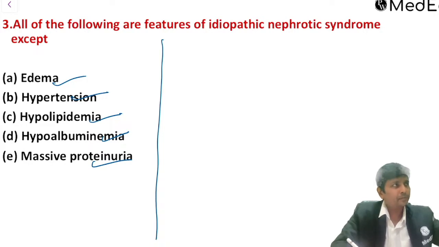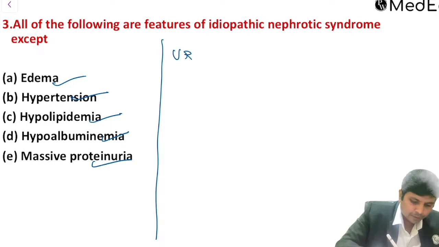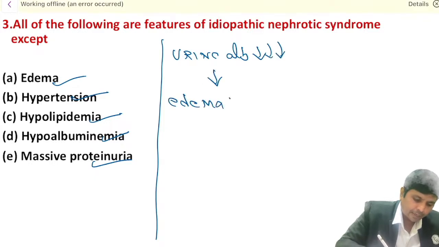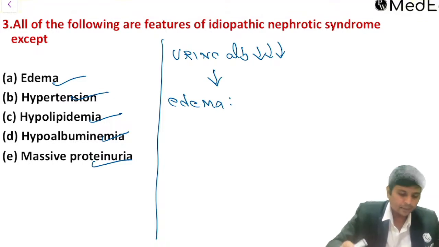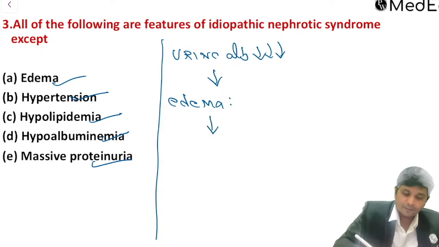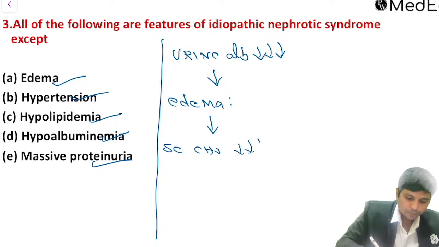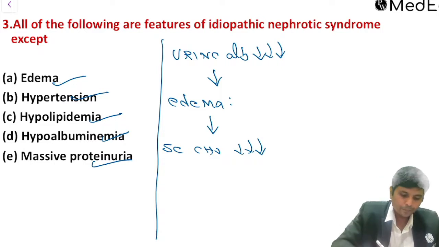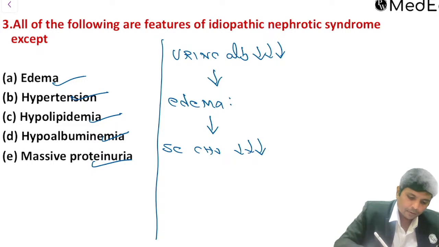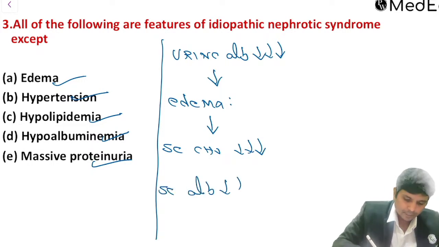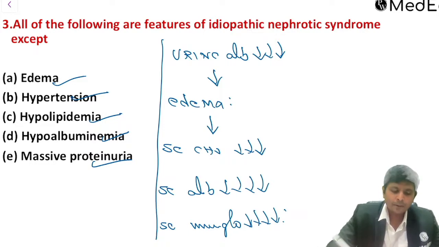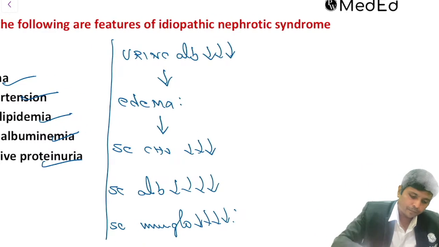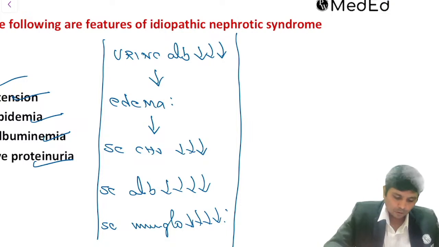Just now we saw, in the urine, albumin is low, as a result of which the child is having edema. Apart from that, your serum cholesterol will be low. After that, what will happen? Serum albumin will be low. Your serum immunoglobulins will be low, because they will be lost along with your albumin. Immunoglobulins will be low. What else?